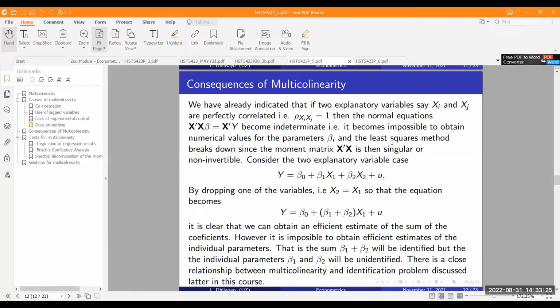Okay. Consider the two explanatory variable case, whereby we have the first equation, which is given by what? Y t is equal to beta naught plus beta 1 x1 plus beta 2 x2 plus the error term u t.